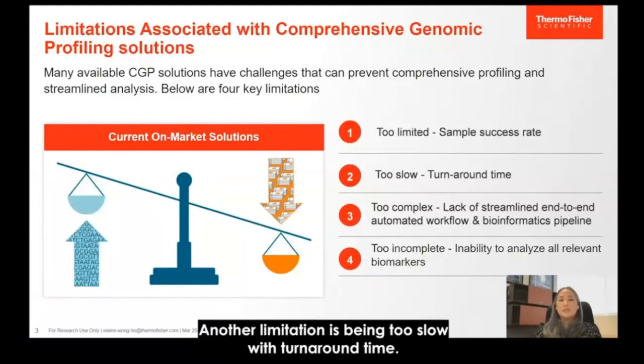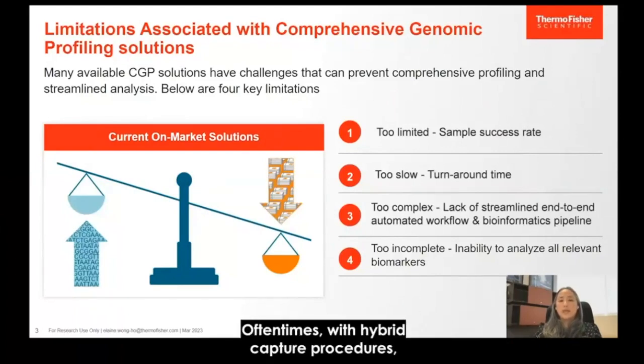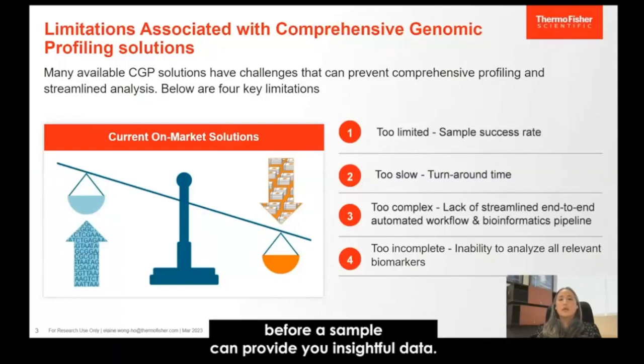Another limitation is being too slow with turnaround time. Oftentimes with hybrid capture procedures, the library preparation steps could take multiple days. This adds considerable time to the total overall turnaround time before a sample can provide you insightful data.